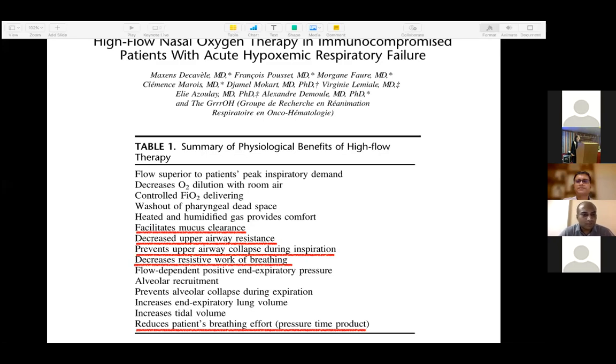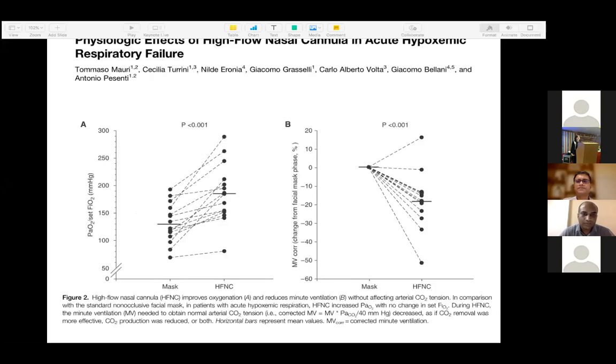It can facilitate mucus clearance. It decreases the upper airway resistance and prevents upper airway collapse during inspiration. It decreases the resistive work of breathing and reduces the patient's breathing effort in terms of pressure time product. And we look at the physiological components.